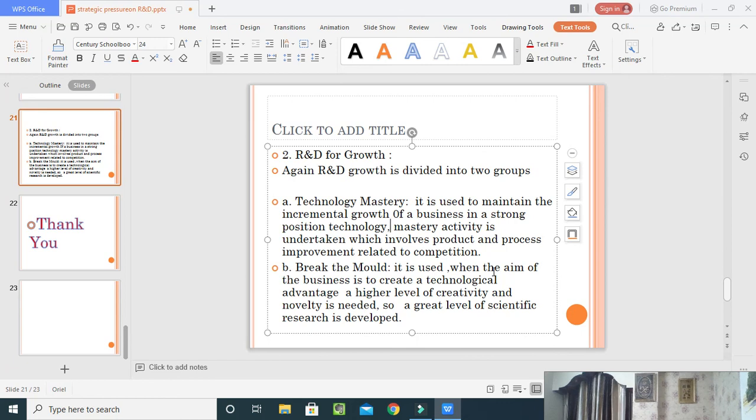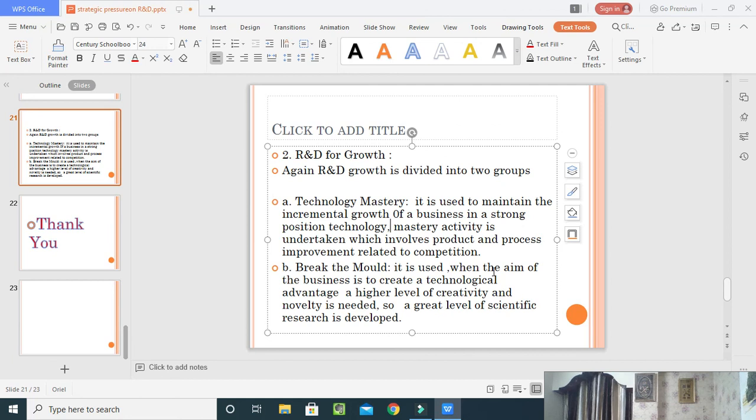And the growth should be in a strong position towards the technology. That means it should create a strong position internally as well as externally with the help of the technology. So the mastery activity is undertaken which involves product and process improvement related to the competition. In the competition, regarding our product, our process or services, how strong we are and what things are needed. Either the technology we are using is available in the market or with other competitors or not. We have to identify that and we have to work on it.